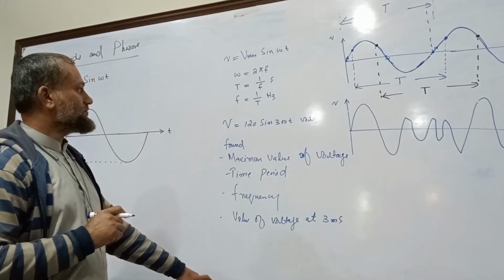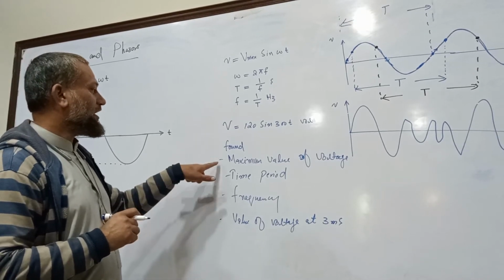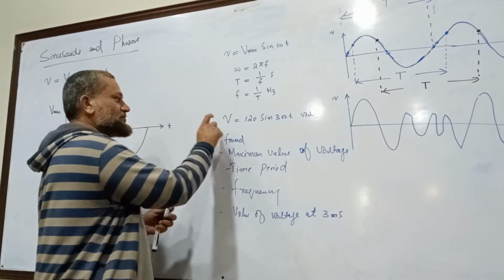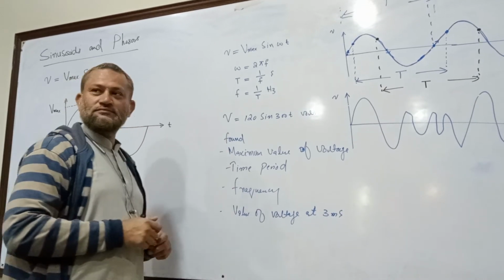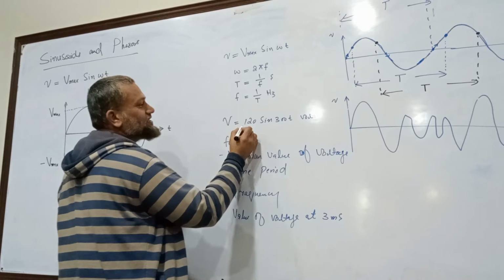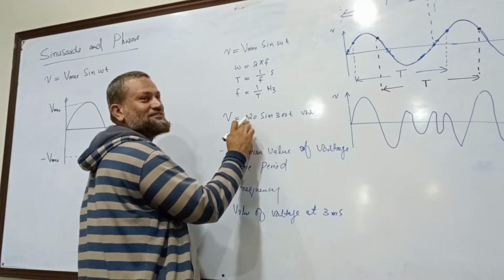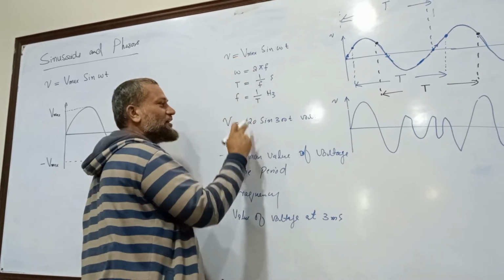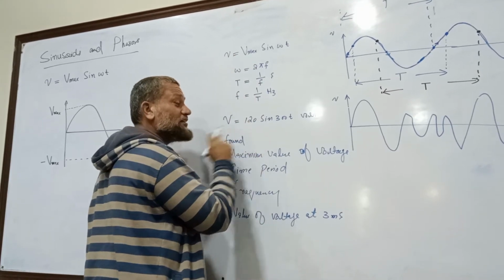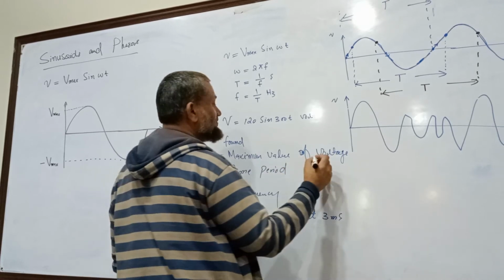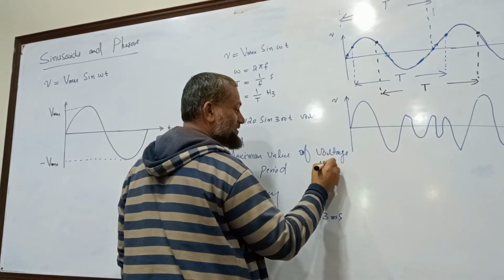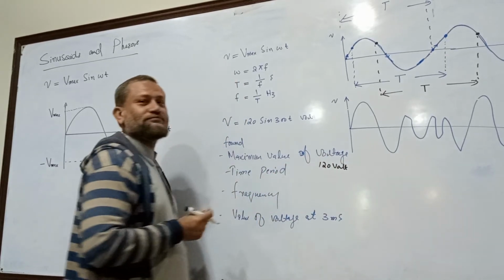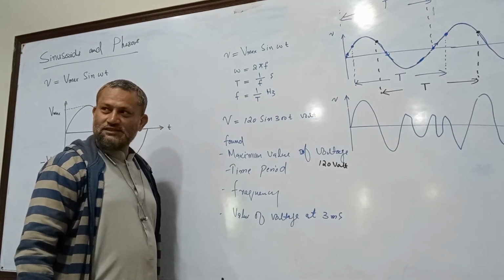So, can you find a maximum value for this? Is this a maximum value or not? 120 is V max. Instead of V max, I got 120. So the value for maximum voltage is 120 volt. Understand?